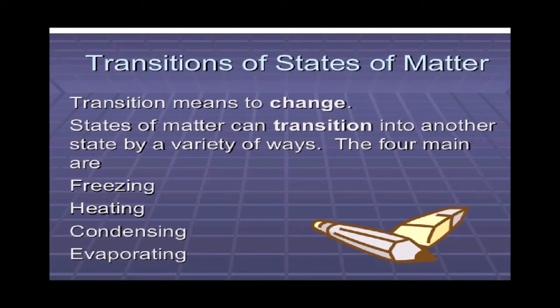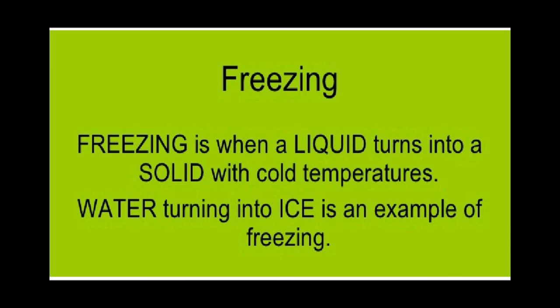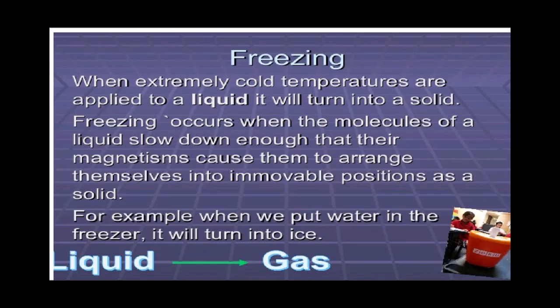Transition means to change. States of matter can transition into another state by a variety of ways. The four main are freezing, heating, condensing, and evaporating. Freezing is when a liquid turns into a solid with cold temperatures. Water turning into ice is an example of freezing. When extremely cold temperatures are applied to a liquid, it will turn into a solid.